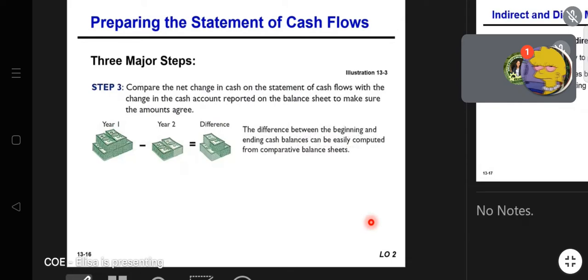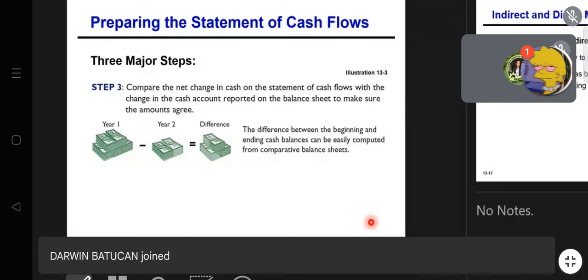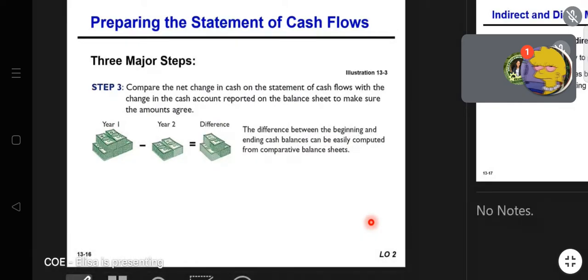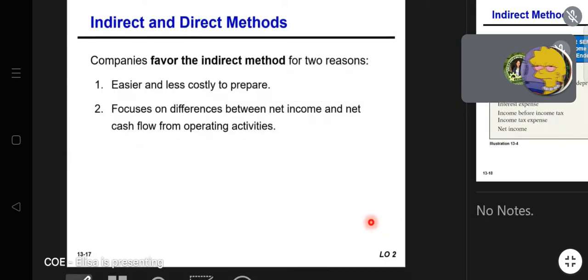Okay. And then, so there's year 1, year 2, wala siyang comparative nato. The comparative nato, maybe January and February. Depende na siya sa kung ano, kung sa na period ang gusto nimo nga himuan. Now, companies do not favor the indirect method for two reasons: easier and less costly to prepare, then focuses on differences between net income and net cash flow from operating.